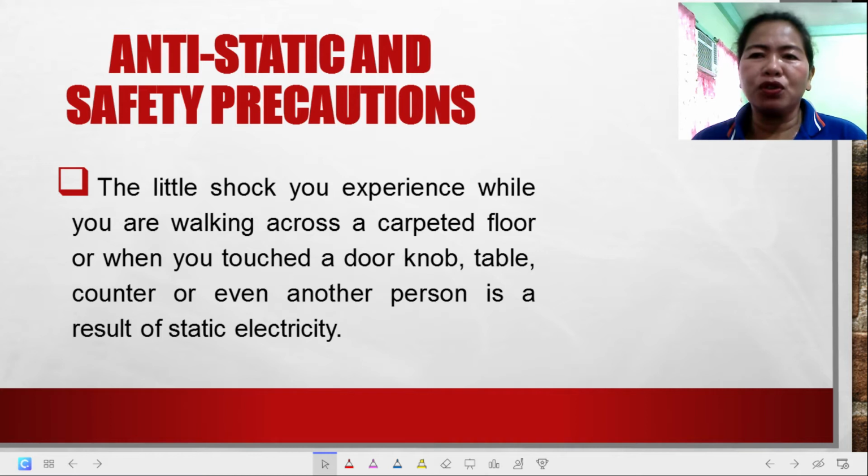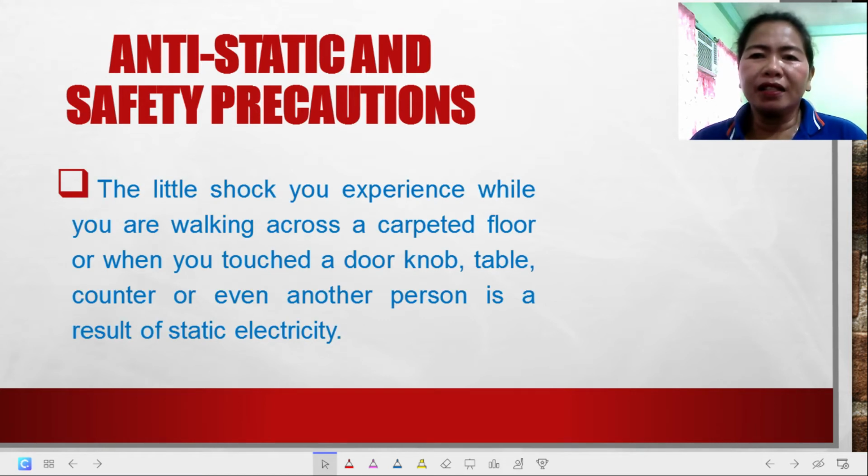Anti-static and safety precautions. So what should be our prevention against this static electricity? This static electricity, the little shock you experience, that is what we call static electricity. That is the little shock you experience while you are walking across a carpeted floor or when you touch a doorknob, a table, a counter, or even another person; it is a result of static electricity. Okay, so that's static electricity.